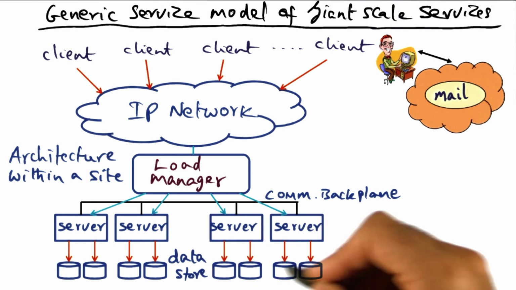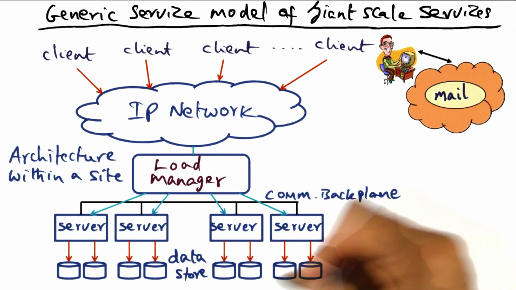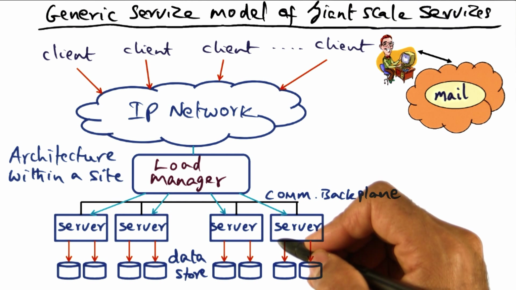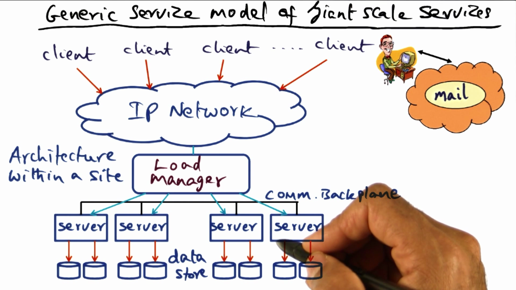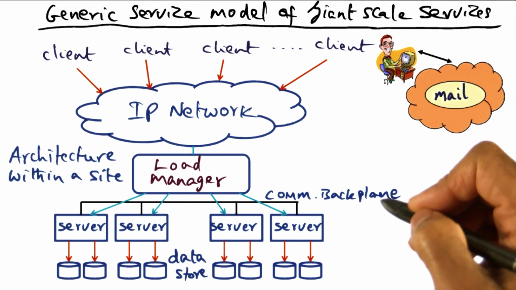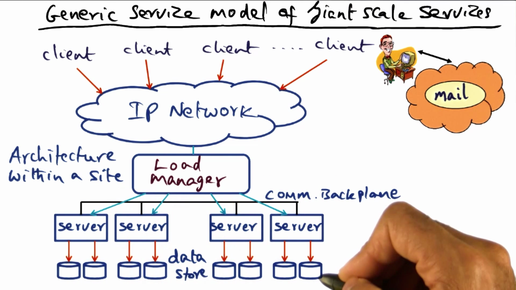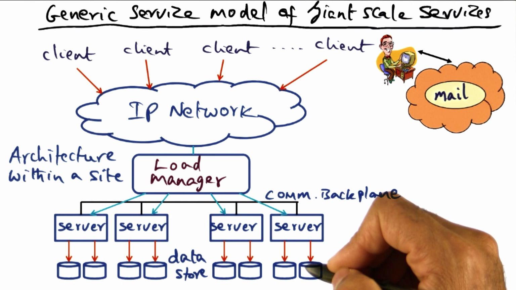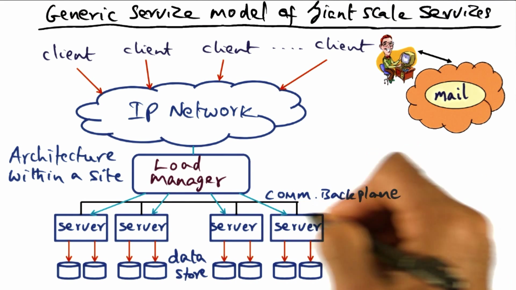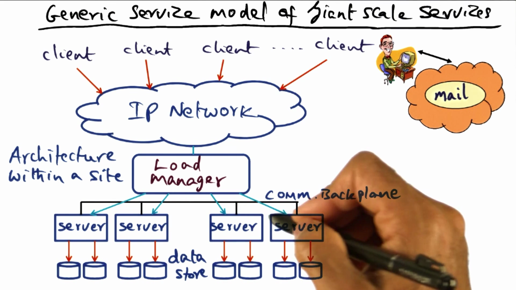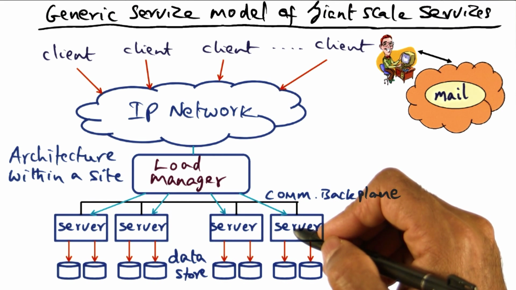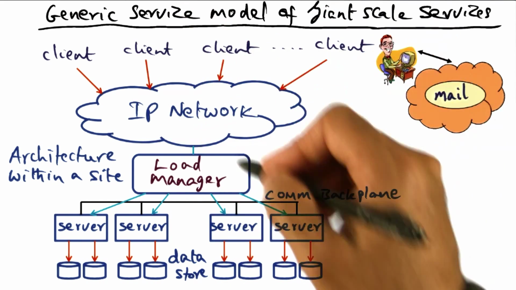And the architecture within that site may look like this. A whole bunch of servers, maybe on the order of thousands or even 10,000, within a cold, dark room, interconnected to one another through perhaps a high bandwidth communication backplane. And also, all of the servers are connected to data stores for processing requests that may be coming in. And the servers may optionally use the backplane that allows them to talk to one another for servicing any particular request. Any of the servers may be able to handle an incoming client request.